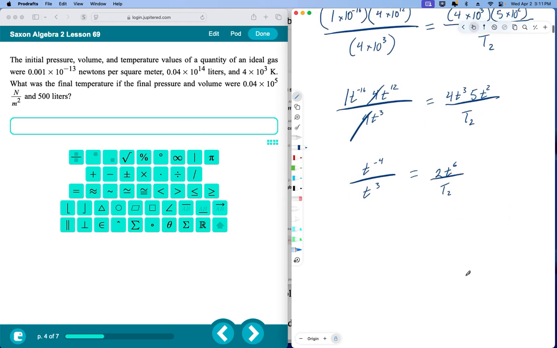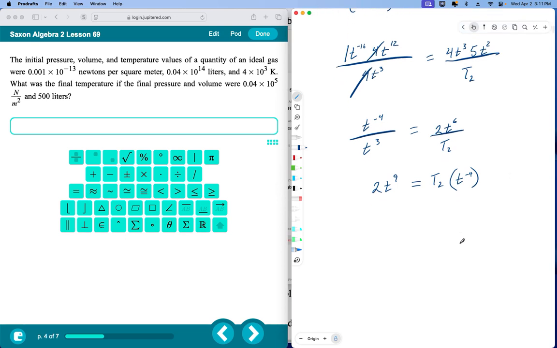Now that we have it like that, we can cross multiply. And this is easier to cross multiply, right? We could combine them. I could bring this to the top. We could do that, but sometimes it's easier to cross multiply depending on what you have. So t to the 3rd power times 2t to the 6th power is just going to be 2t to the 9th power. And t to the -4 times the final pressure is the final pressure times t to the -4.